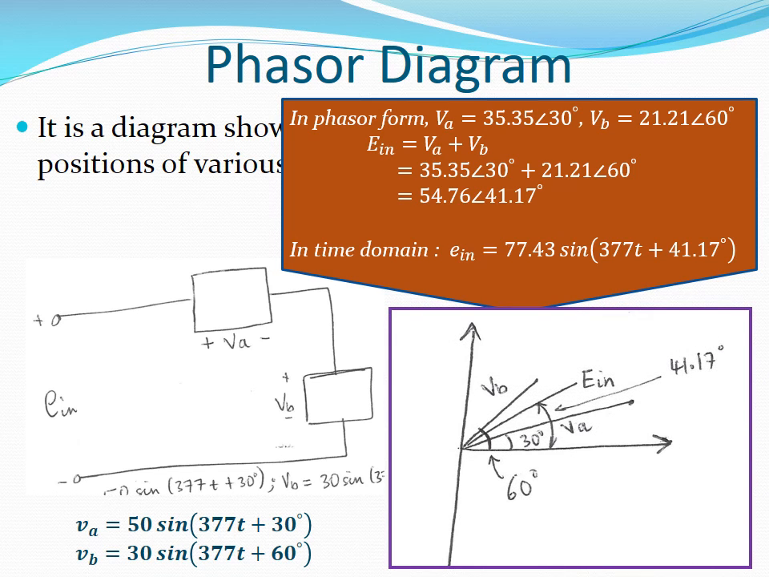And this is the phasor diagram. We can see the phasors for the three voltages. The phasor for VA makes an angle of 30 degrees with the horizontal axis. The phasor for VB makes an angle of 60 degrees with the horizontal axis. The phasor for the input voltage makes an angle of 41.17 degrees with the horizontal axis. We can observe that the phasor for the input voltage is a vector sum of the phasors for VA and VB.